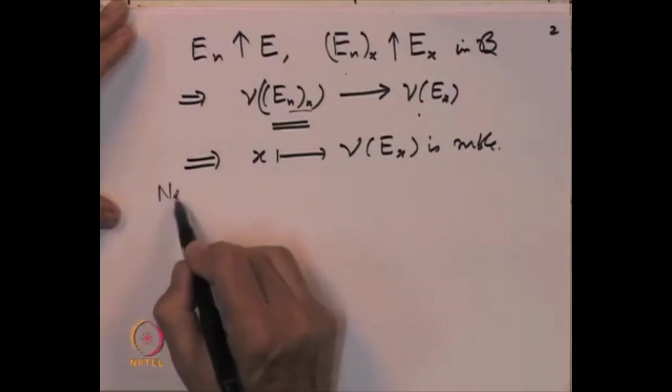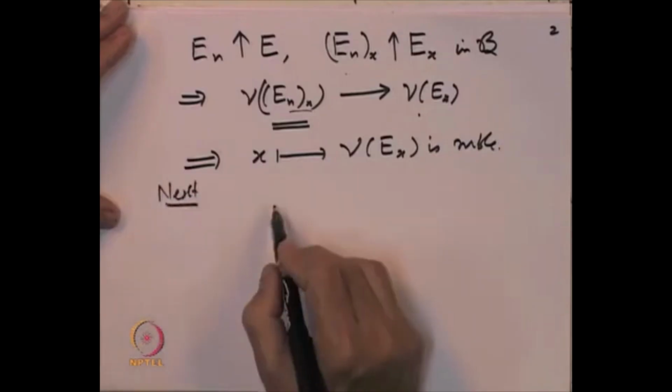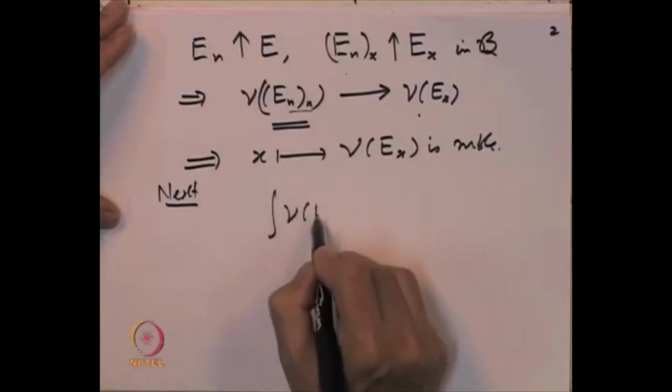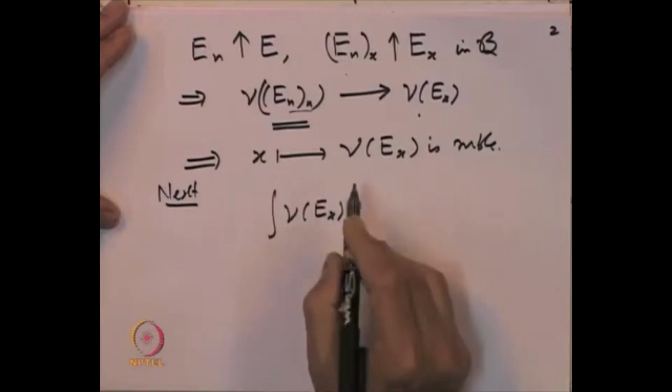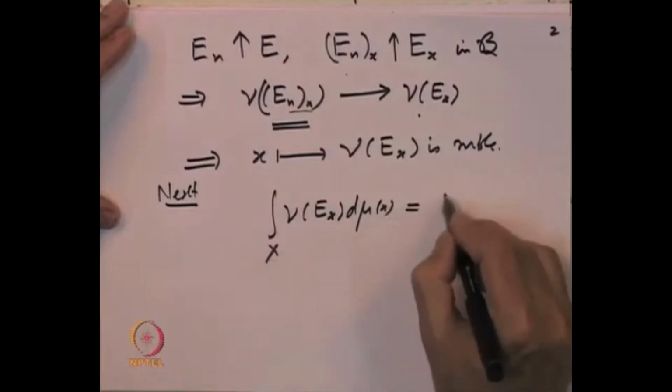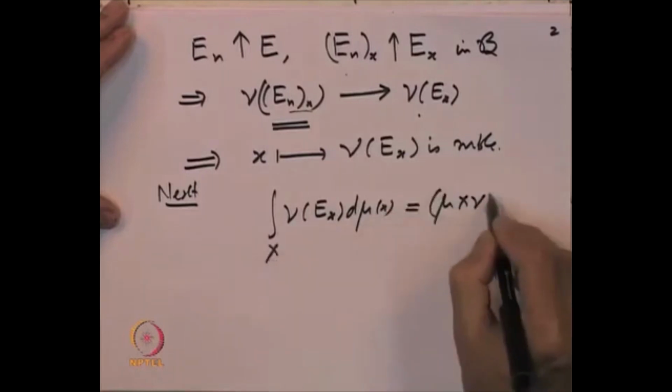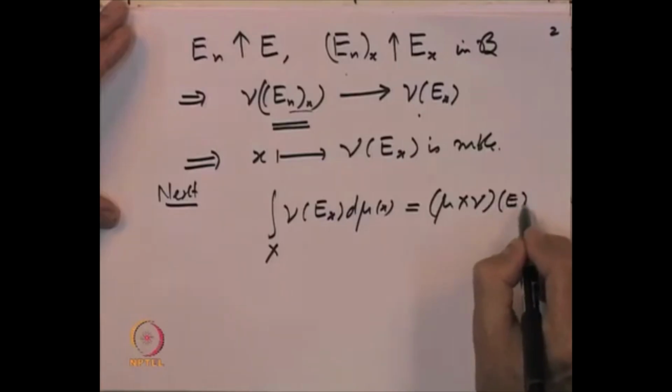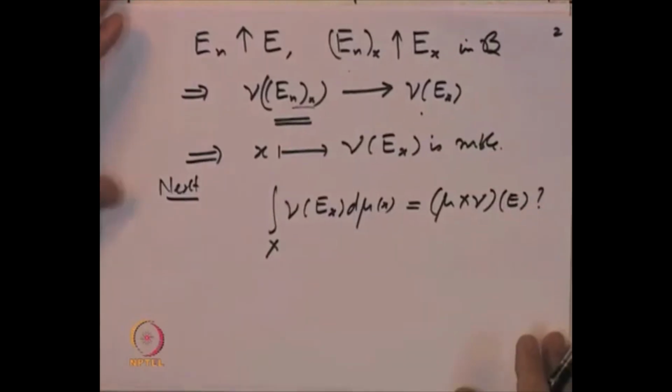So, next what we have to check is the following. We have to check that integral of nu of E x d mu x over x is equal to mu cross nu of E. So, this is what we want to check.